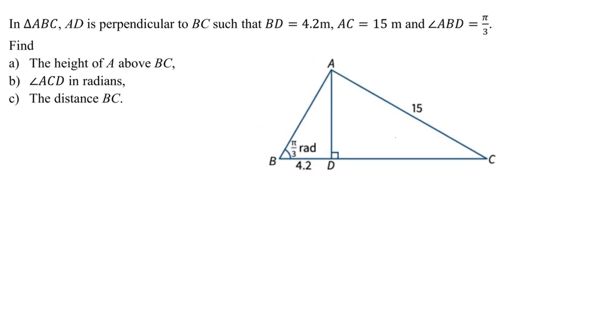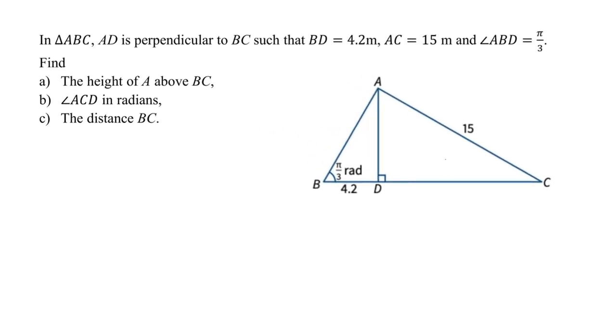Hello everyone, welcome to this question where we are given a triangle ABC. We are also given that AD is perpendicular to BC. The length of BD is given as 4.2, AC is 15, and the angle ABD is given as pi over 3.